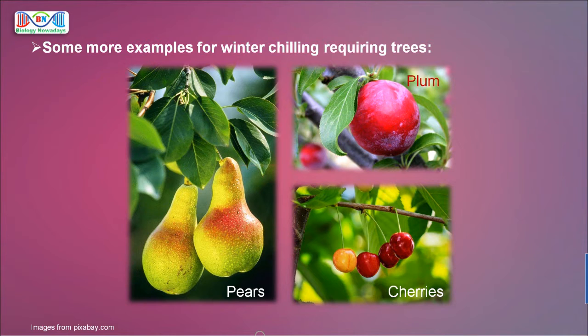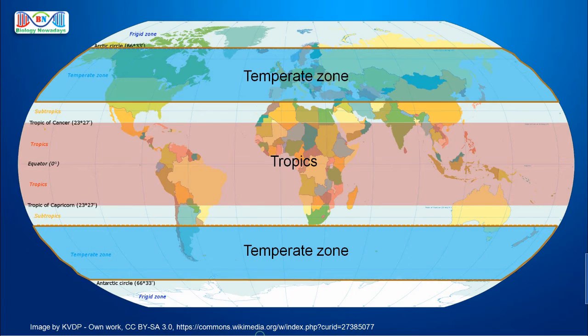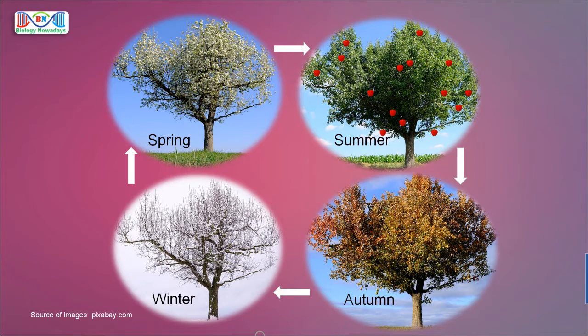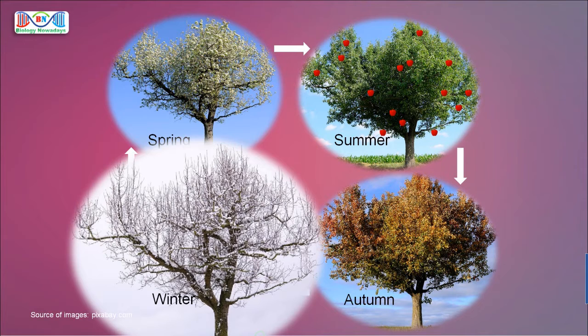A common characteristic of these plants is that they are all seen in the temperate regions where there is a cold winter. By the way, as you already know, in temperate regions there are 4 different seasons: spring, summer, autumn, and winter. And why is the winter chilling important for these plants to produce flowers?